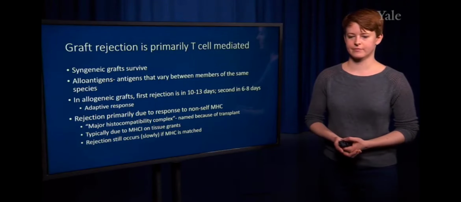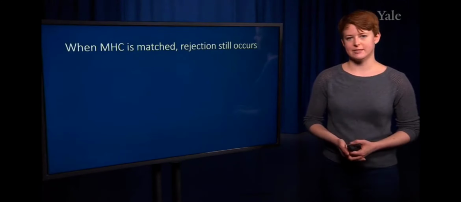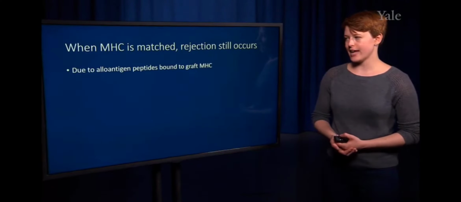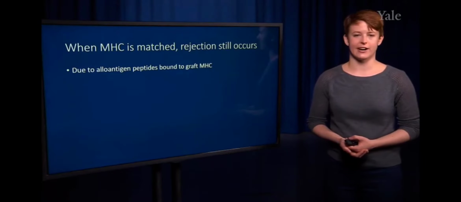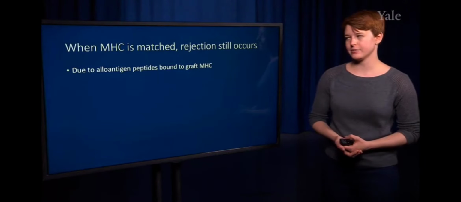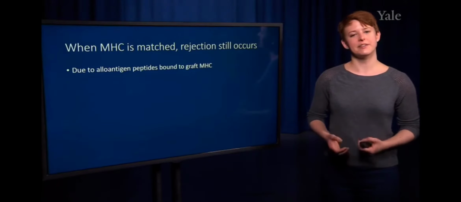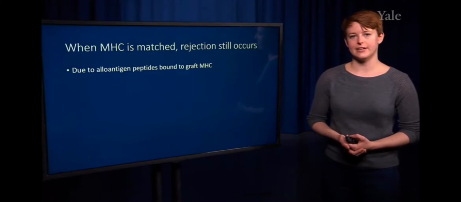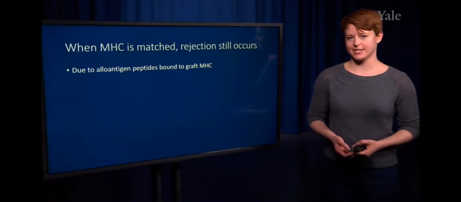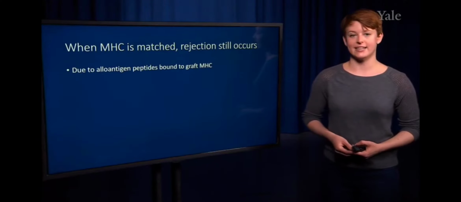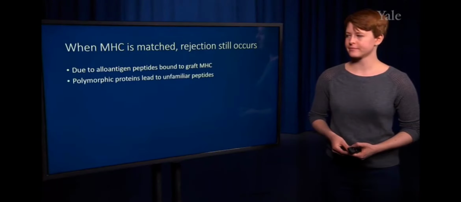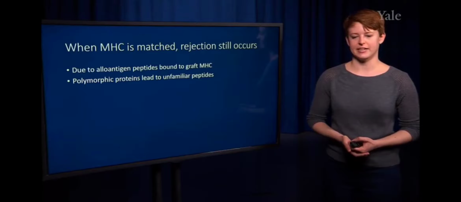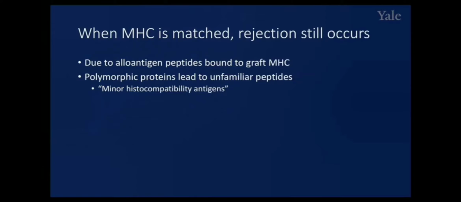So like I said, when MHC is matched, rejection can still occur. So this is due to alloantigen peptides bound to the graft MHC. And in this case, because individuals will all have slight variations in their genetic background, these differences, when they are presented on MHC, are recognized as non-self by the recipient immune system. These polymorphic proteins lead to these non-self unfamiliar peptides, and these are known as minor histocompatibility antigens.